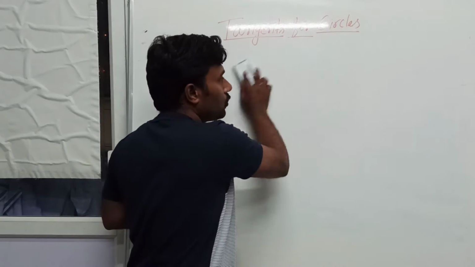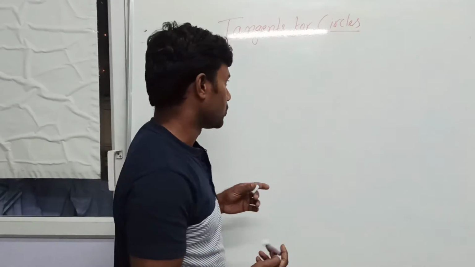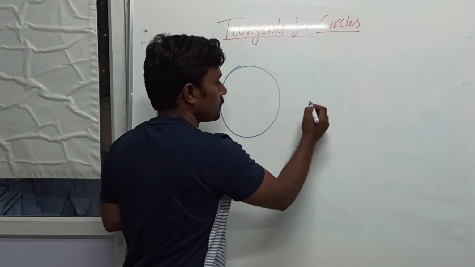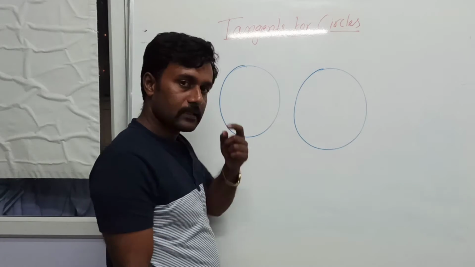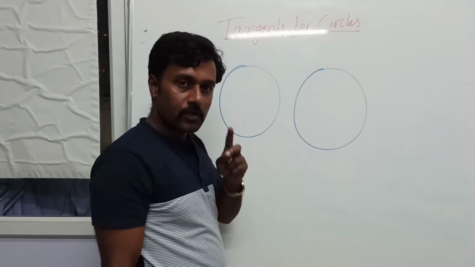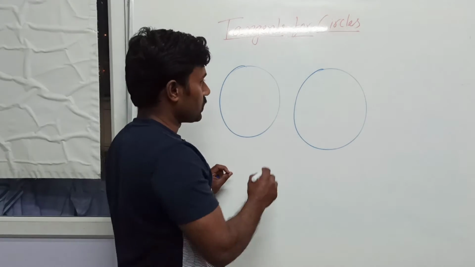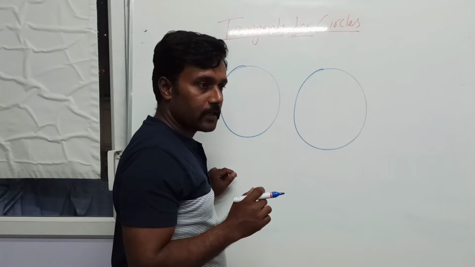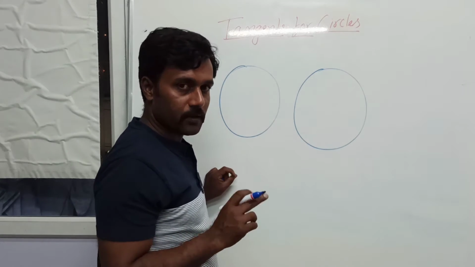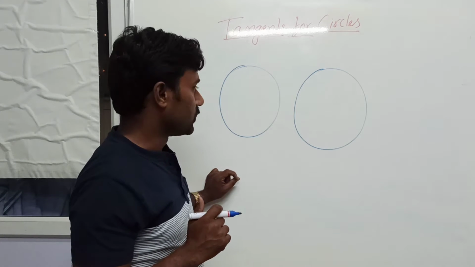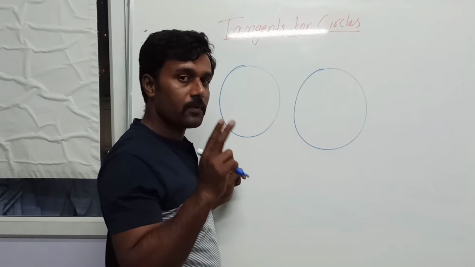If we have two circles, if we have two disjoint circles, then there are two types of tangents. What are the two types of tangents? One is direct common tangents and another one is the transverse common tangent. So this is how we have two pairs of common tangents.